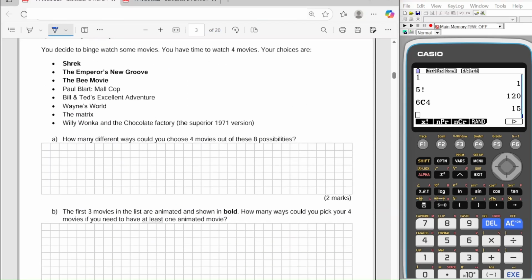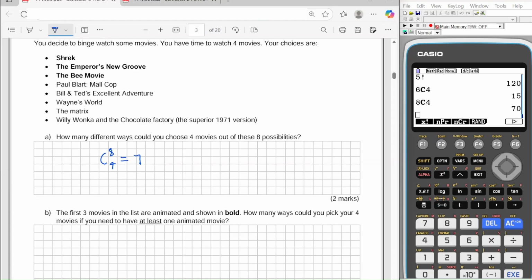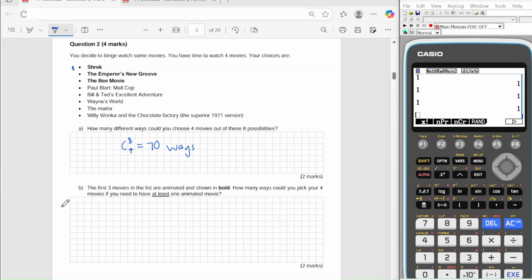We've got some movies coming up in this next question. So how many different ways could you choose 4 movies out of these 8 possibilities? That would be 8 movies and 4 choices, C8 4. So 8 NCR4 should be your correct answer there. So we get 70.